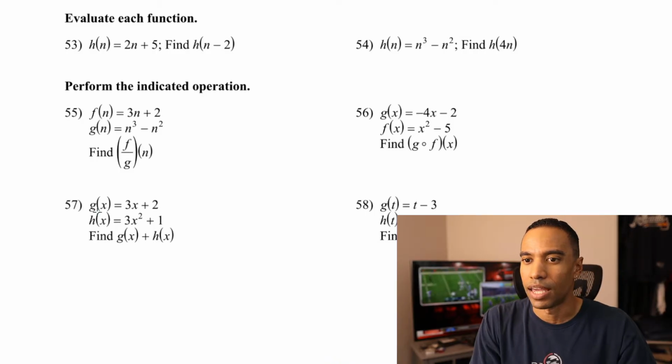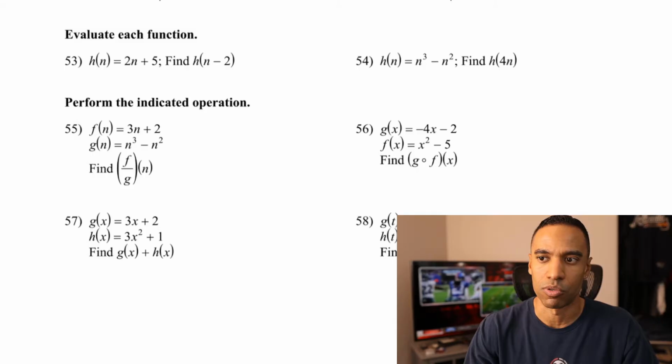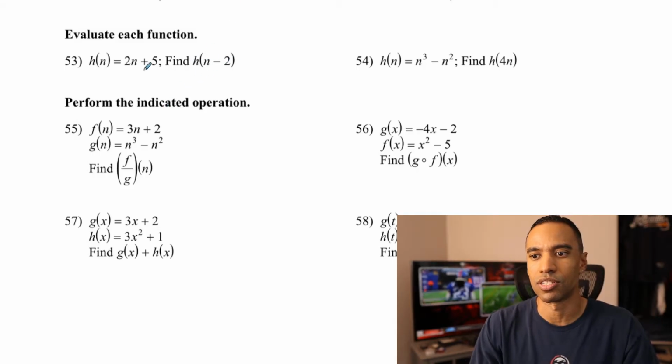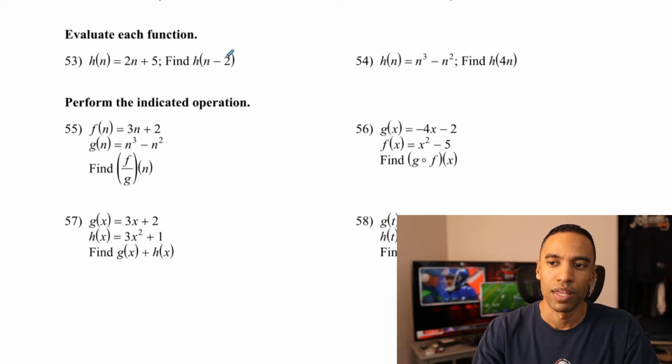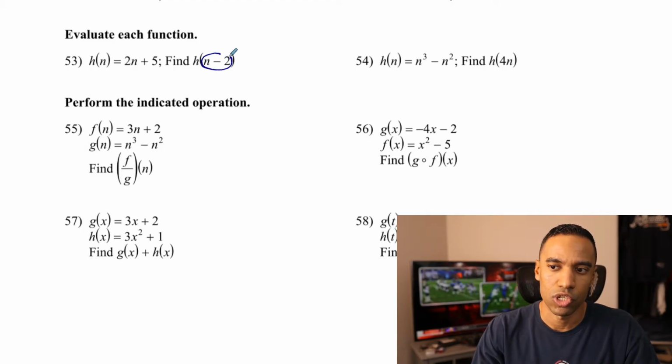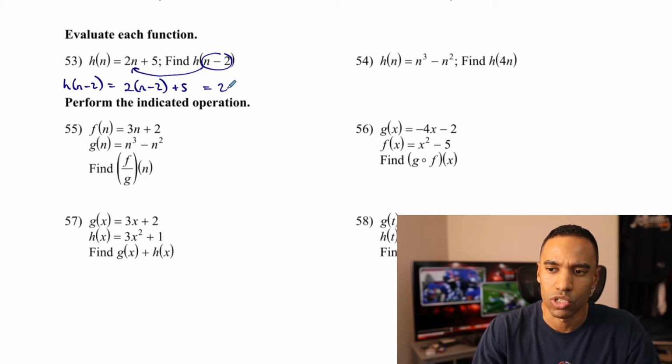Okay, evaluate each function. This is still a part of this unit, but just some new stuff in function operations. If h of n is 2n plus 5, find h of n minus 2. Now, here's what's going to happen. N minus 2 will replace n in your function. So h of n minus 2 will be 2 times n minus 2 plus 5, which is 2n minus 4 plus 5, which is 2n plus 1.